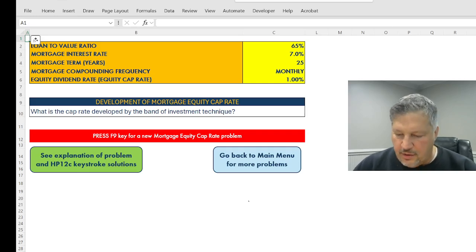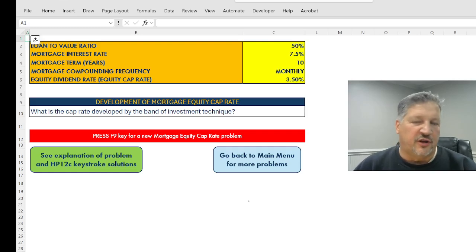And of course, by going back to the screen, which is the home page for these mortgage equity cap rates, I can go ahead and use the F9 button and just scroll through and pick another problem or two. So there are many, many problems to choose from. That allows you the repetition of solving problems over and over until you feel comfortable and confident you're able to do this on your own.